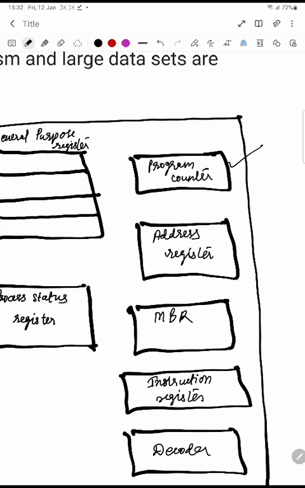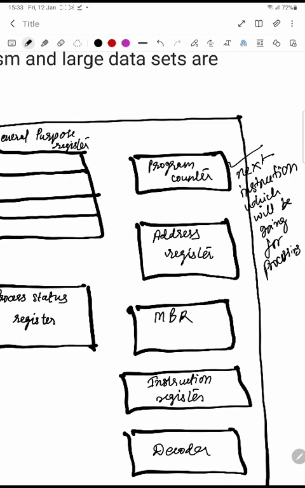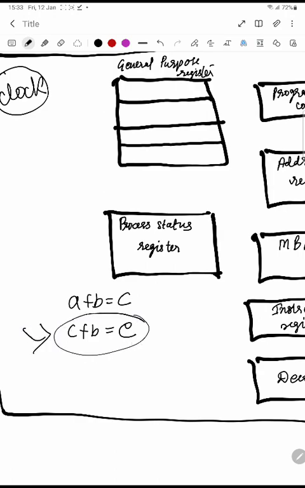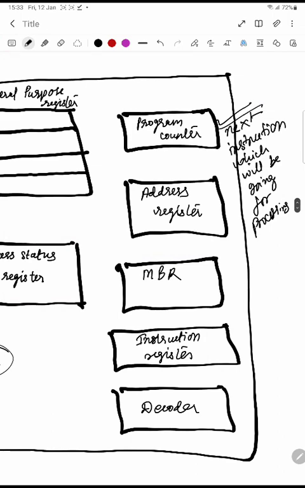Next is program counter. Program counter register stores the address of the next instruction which will be going for processing. For example, if we have done the operation a plus b is equals to c, now we are doing an operation c plus d is equals to e. So the program counter will store the address of this next instruction, c plus d is equals to e.